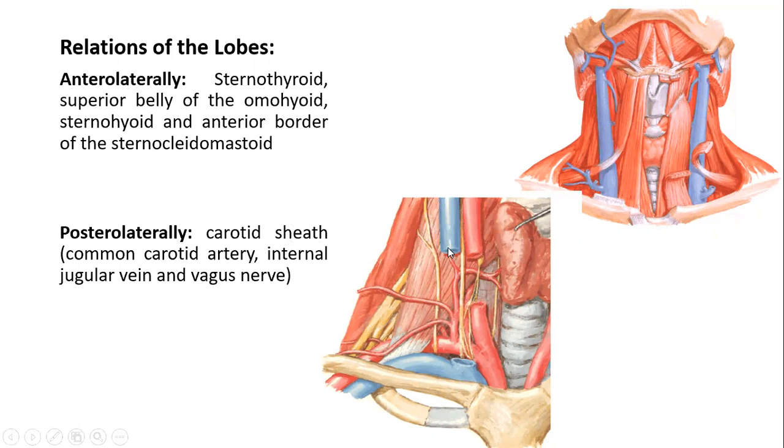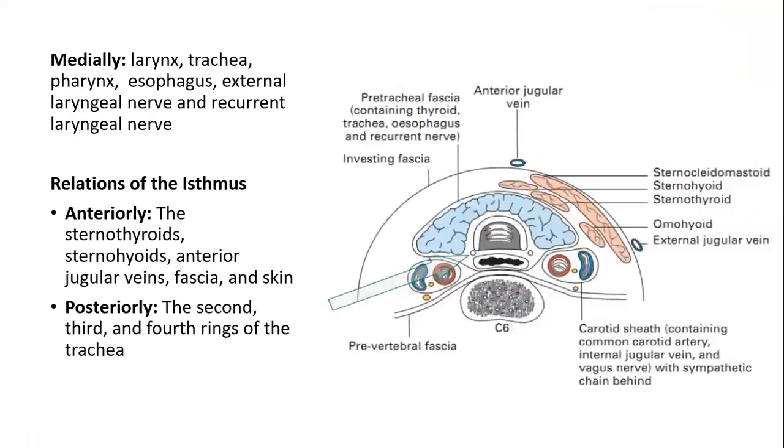All these are covered by a sheath called the carotid sheath, and this will be in posterior relation to the thyroid lobes. So this is a very important relation. Now coming to the other relations medially, so here we can see.